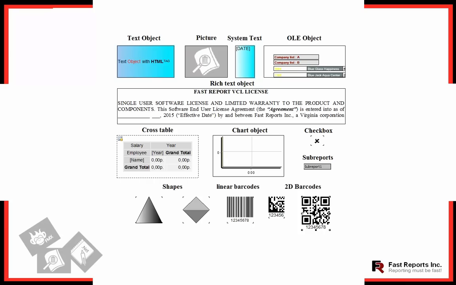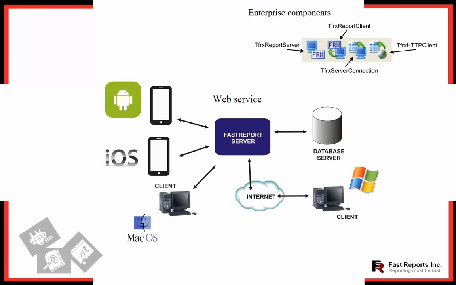Crosstab prints data as a cross table. Chart object allows us to use charts inside the report. Also we can see checkbox and shape objects, and of course barcodes. FastReport supports many linear barcodes and also 2D barcodes like PDF417, Data Matrix and QR code. But that's not all. The Enterprise edition of FastReport contains components for web services, so you can easily build a web service and give users the ability to view reports from any device which has an HTML browser.